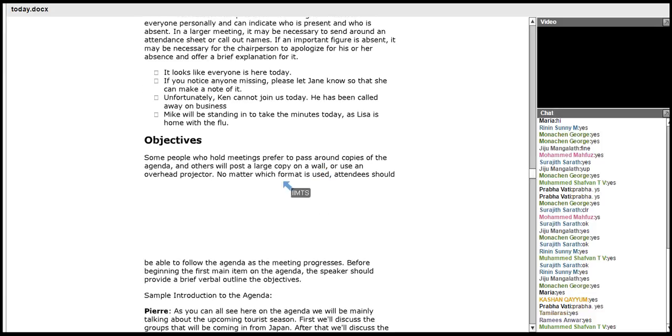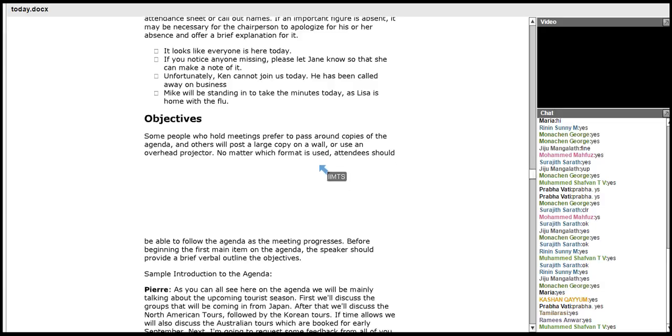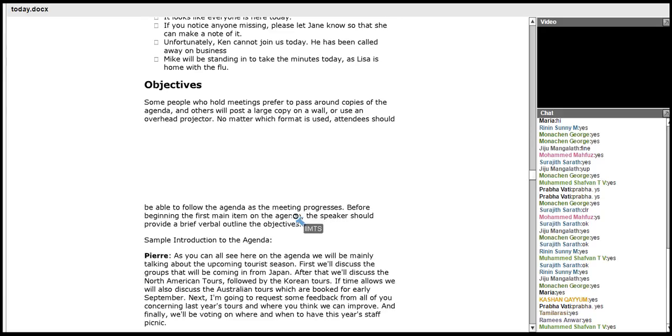Fine. Objectives. Some people who hold meetings prefer to pass around copies of the agenda, right? And others will post a large copy on the wall or use an overhead projector. No matter which format is used, attendees should be able to follow the agenda as the meeting progresses, right? So if I have to host the meeting, the agenda is what all things we need to cover in a meeting, okay? So some people pass on the agenda from one person to another in the form of hard copy. Some people paste it on a board, okay? Some people put it on a projector. And as the meeting proceeds, each and every agenda item will be covered step by step.